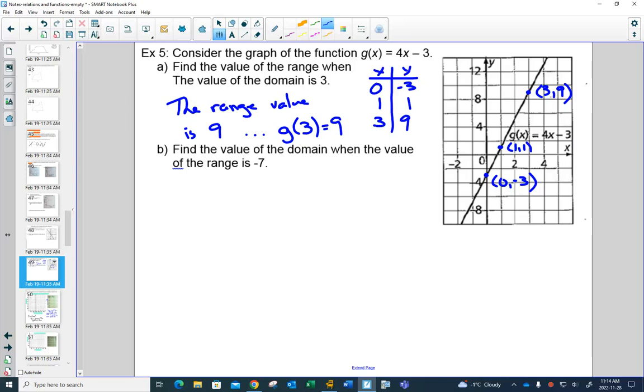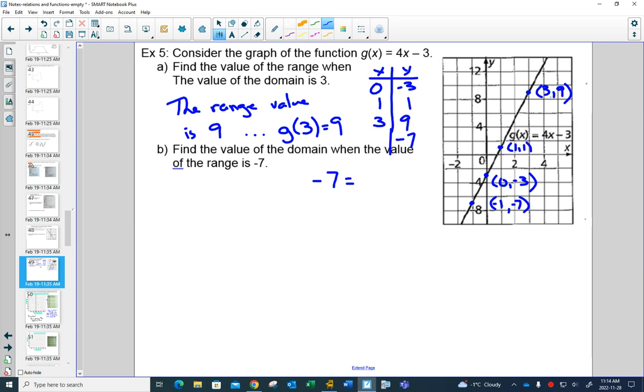Find the value of the domain when the value of the range is -7. So we are looking for this point. The range value is -7. According to the graph, what does the x value look like it should be? -1. Okay?